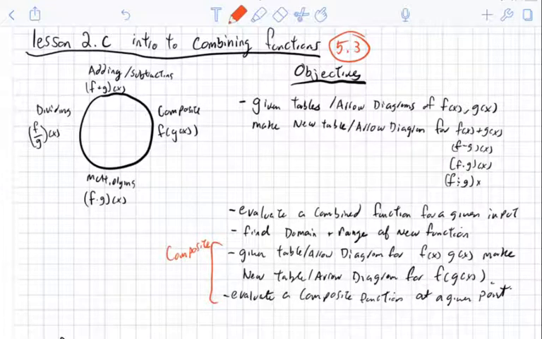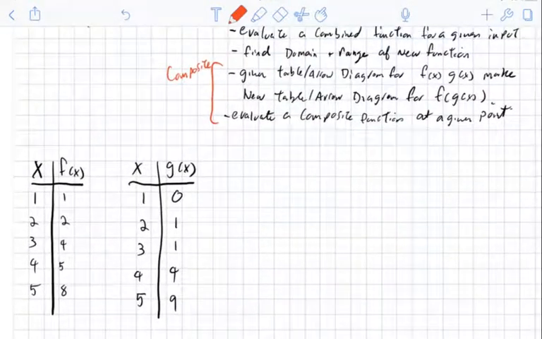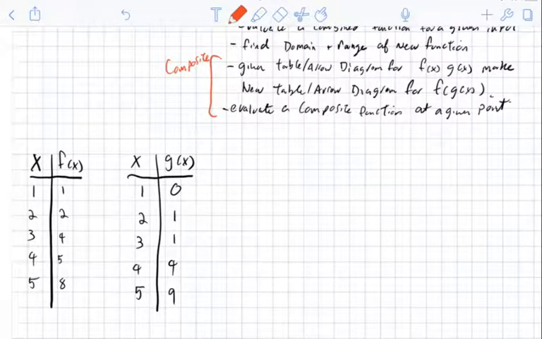Okay. So sometimes you get two functions, an f function and a g function, and you want to combine them to make a new function. Why would you do that?